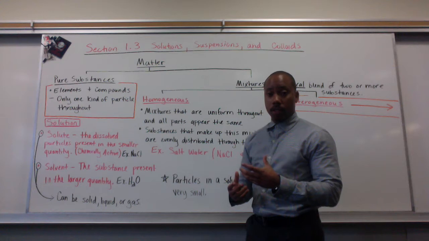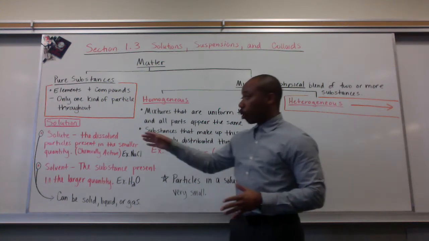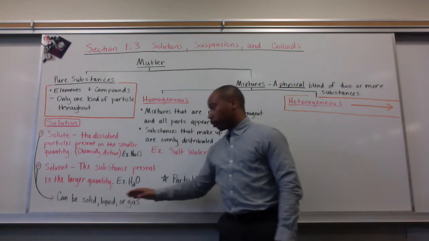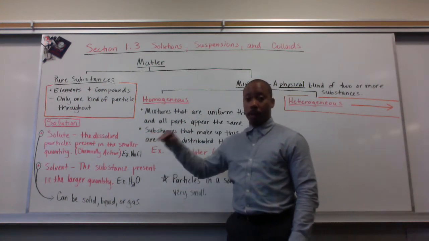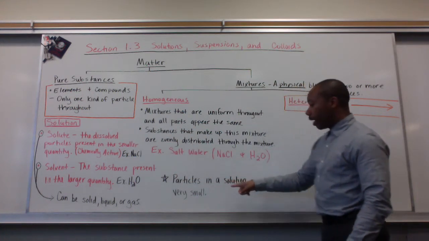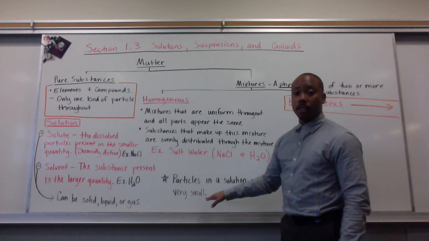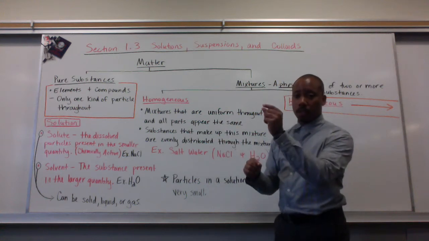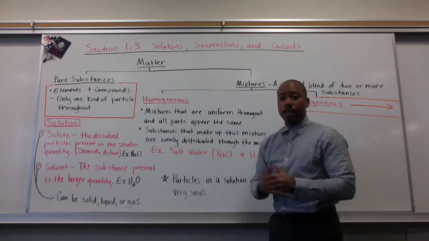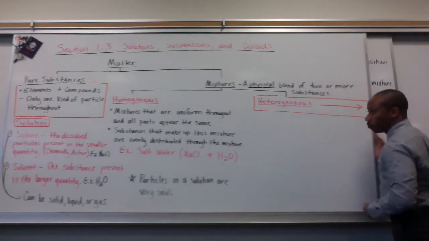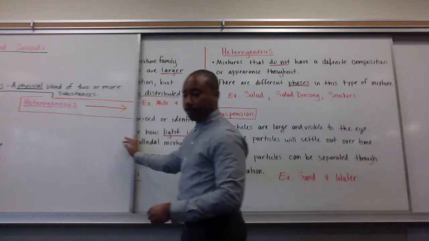Now, solutions, with their two parts, the solute and the solvent, can come in different forms. They can be solids, liquids, or gases. So a solute can be a solid, liquid, or gas. A solvent can be a solid, liquid, or gas. And the particles in a solution are very small. That's why we couldn't distinguish the salt from the water. Now, another type of homogeneous mixture is called a colloid.